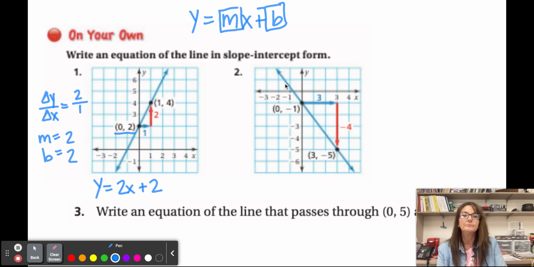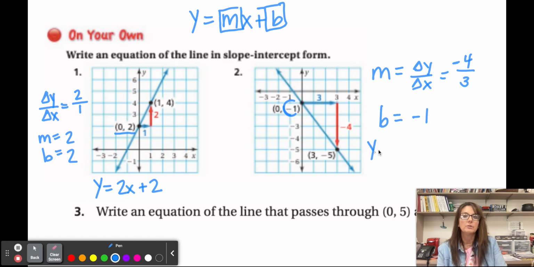Looking at number 2, we know that the slope is negative. We can tell by the way the line goes down left to right. So we know that m is equal to the change in y over the change in x. Our change in y is the rise, which is -4, and the change in x is 3. So we have -4/3. B, where is it crossing the y-axis? At -1, right here. So b is equal to -1.